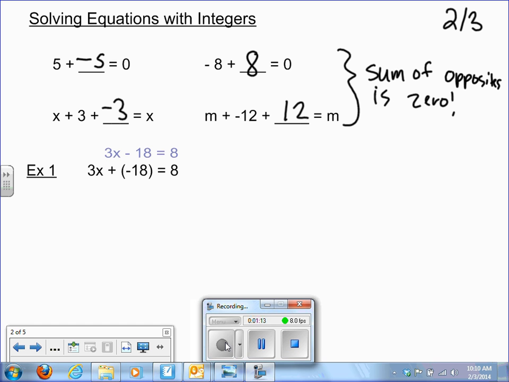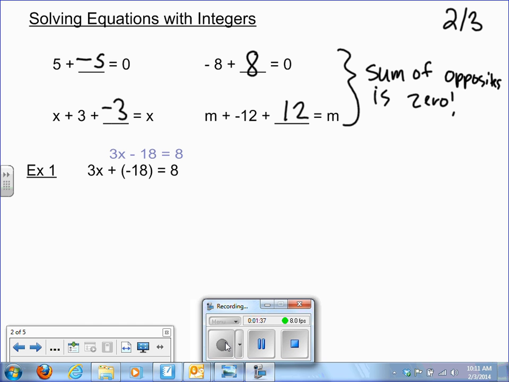All right, now this lighter color here, you don't need to be really concerned about that. That's not the problem here. But why do you think I put that in there? 3x minus 18 equals 8, and 3x plus negative 18 equals 8. Why do you think I put that in there, Isha? They mean the same thing. Taking away 18 is the same as adding negative 18.